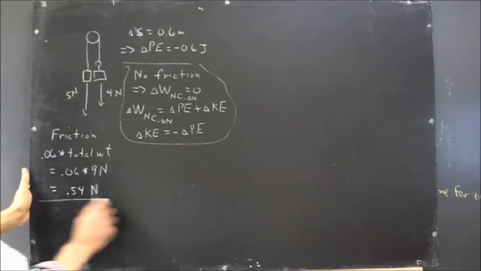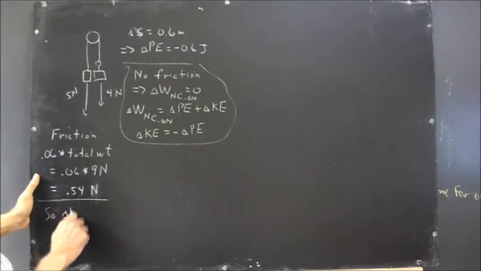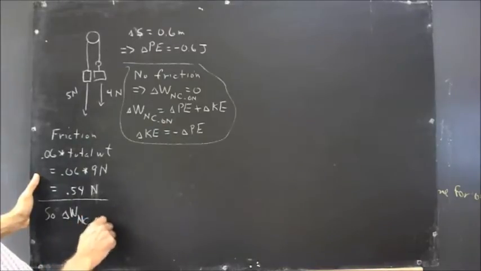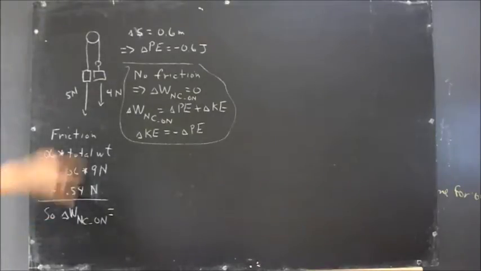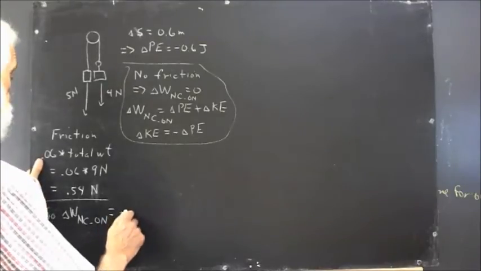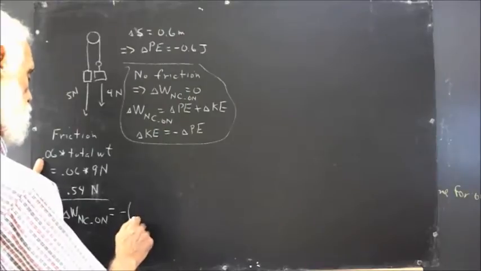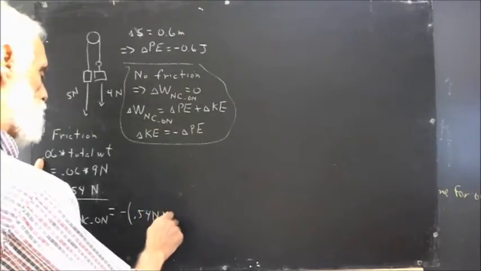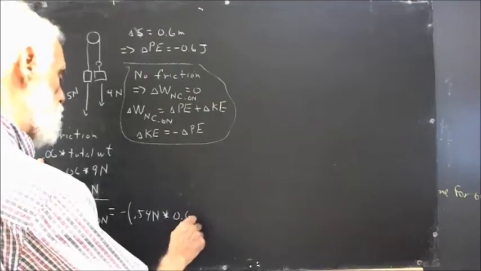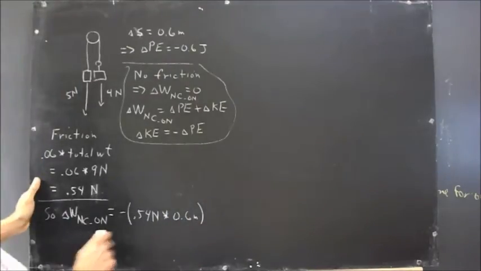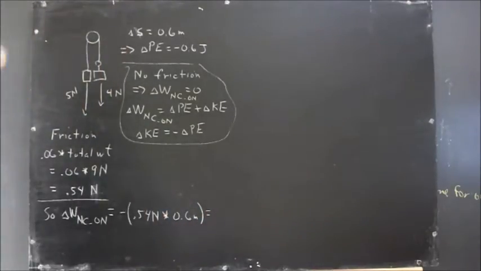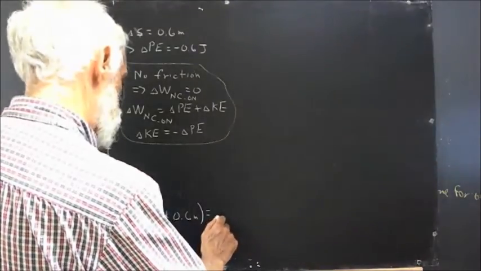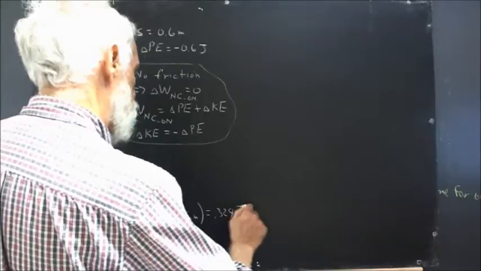Well, that gives us a non-conservative force acting on the system, and that's going to be the negative of the magnitude of the friction times the direction of motion, because the friction opposes motion. So that's going to be negative of the 0.54 newtons times 0.6 meters, and that's going to equal, 0.6 times 0.54 is what, 324? Okay, so I think that's 0.324 joules.